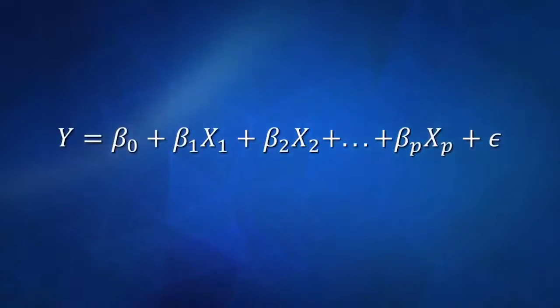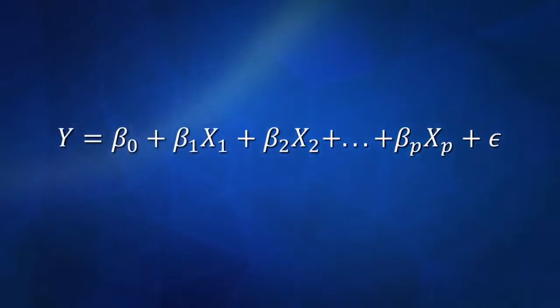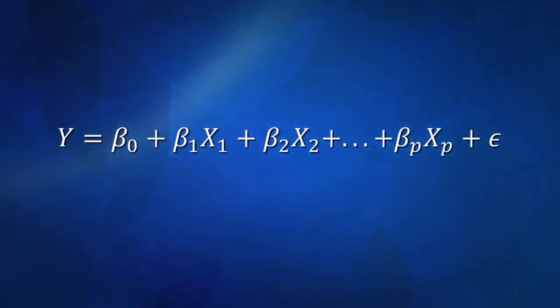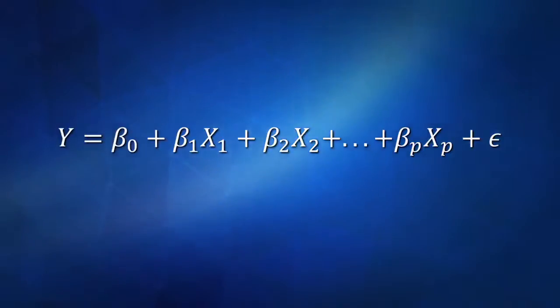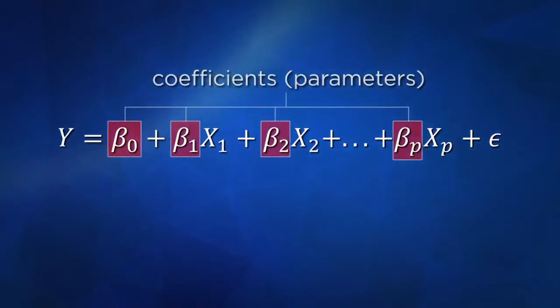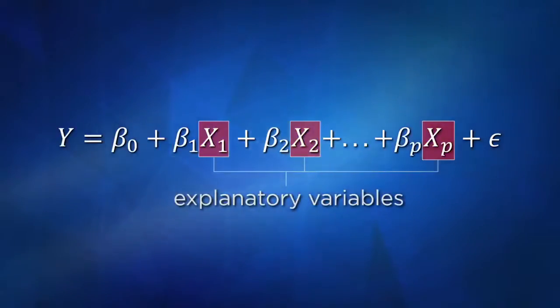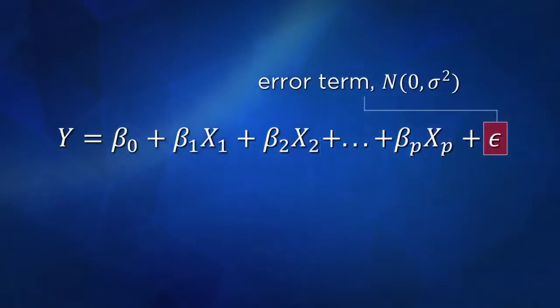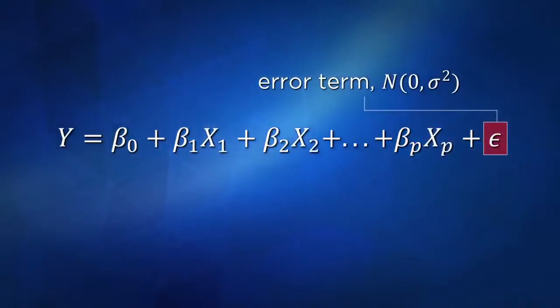All right, here's our multiple linear regression model. Notice now we're regressing y, not just on a slope plus an intercept, but y equals beta naught plus beta 1 x1 plus beta 2 x2, all the way out to beta p xp, plus our epsilon term. Now these beta naught, beta 1 out to beta p, these are the coefficients, the parameters. And your x1, x2 out to xp, these are my explanatory variables. And epsilon, that's a normal 0, sigma squared error term.